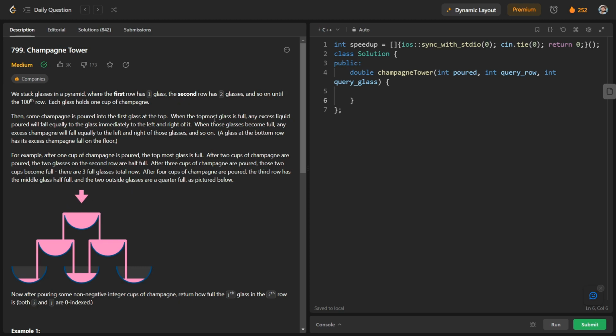Okay, and when the topmost glass is full, any excess liquid poured will fall equally to the glass immediately to the left and right. Okay, so you can see that, let's say this glass contains 1 unit. Okay, this glass will store 1 unit of champagne, and if we are adding 2 units of champagne in it, it will basically store 1 unit of champagne, and the excess will fall equally into the other two glasses, which will be on the left side and on the right side of this particular glass.